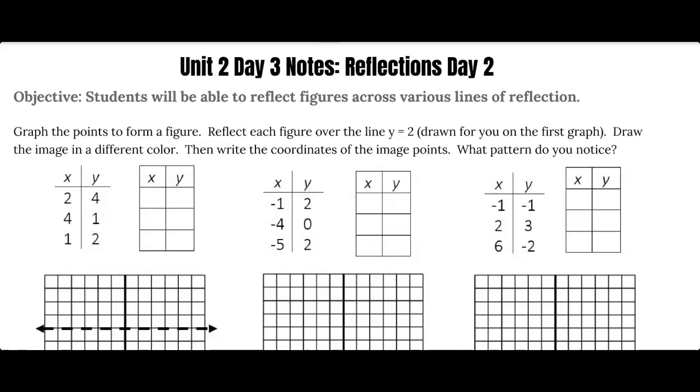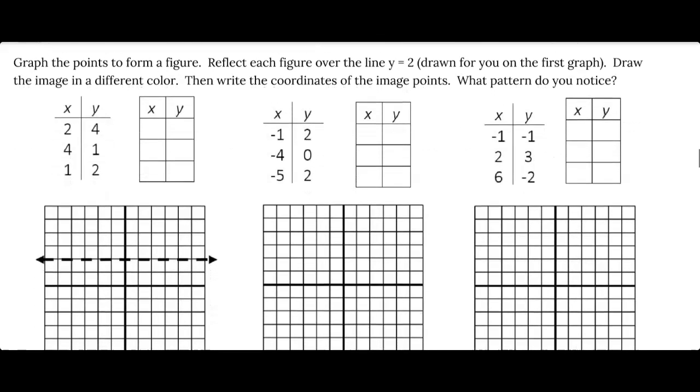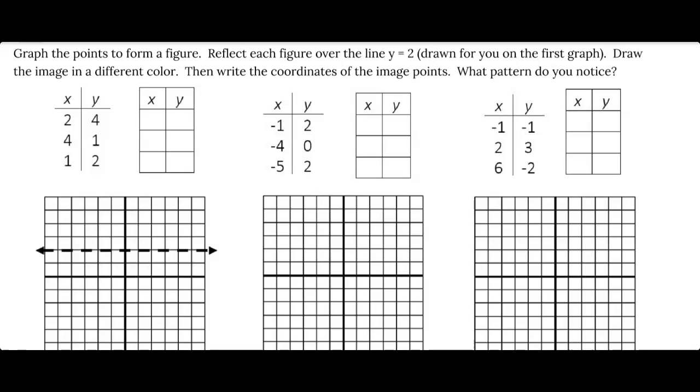So this is the second day of reflections. You will be able to reflect across more lines of reflection after this lesson. This first example has you graph the points to form a figure. You'll reflect each figure over the line y equals 2, and that is already drawn on the first graph. You'll have to draw it on the others. And then you'll draw the image in a different color, rewrite the coordinates, and then find a pattern.